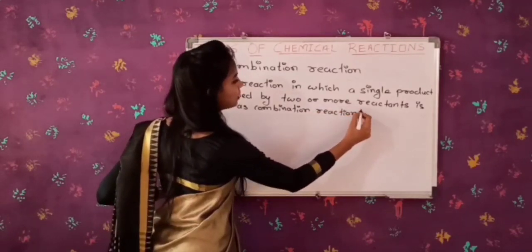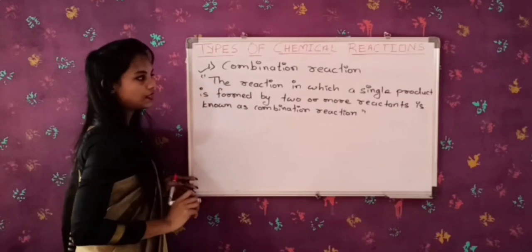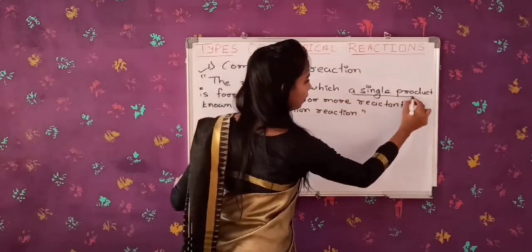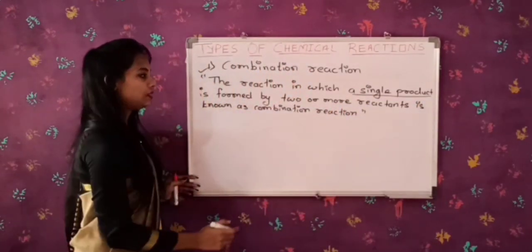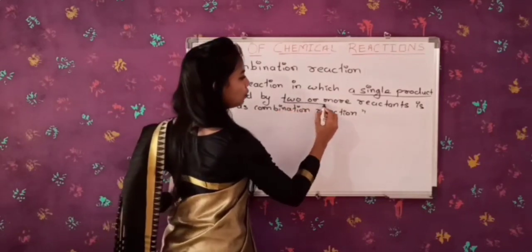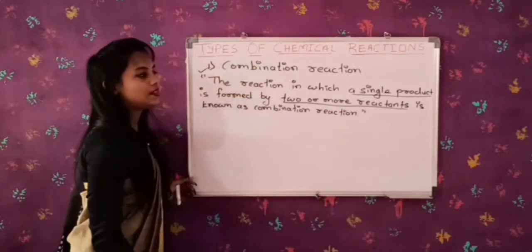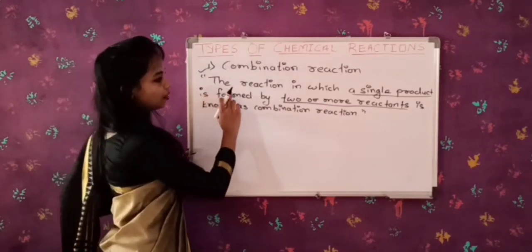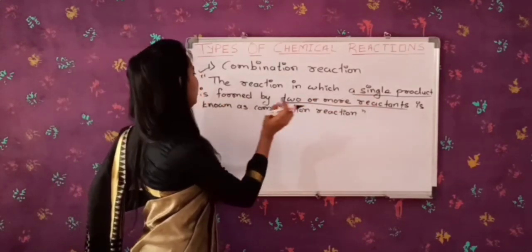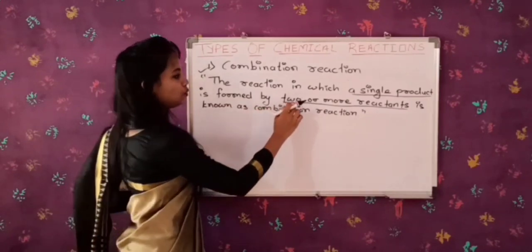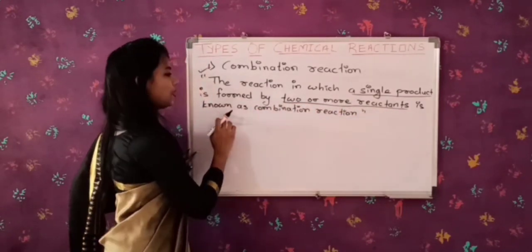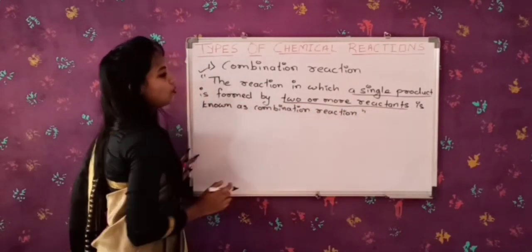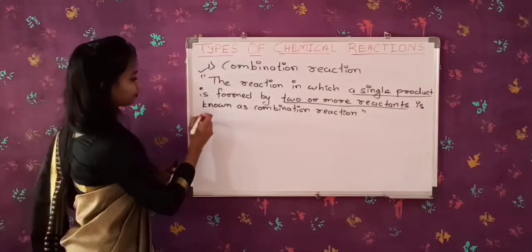So here in this definition we have to focus that just a single product is obtained and the reactants are 2 or more than 2. So this is a definition for combination reaction. Again we are repeating: the reaction in which a single product is formed by 2 or more reactants is known as combination reaction. Now let us see its example.